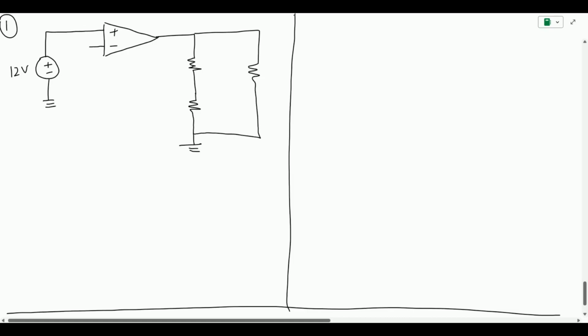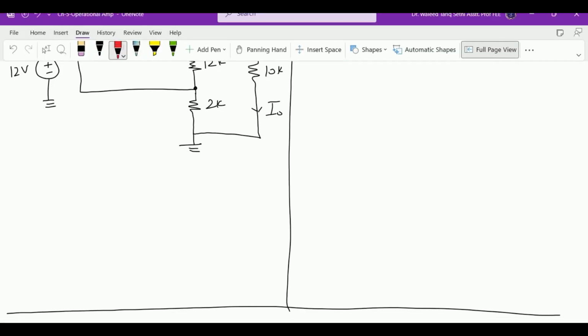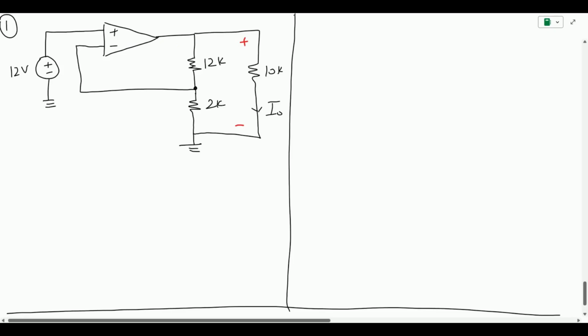The negative supply is connected over here, and this is basically a 12k ohm, this is a 2k ohm, this is a 10k ohm, and this is the unknown I naught that we need to figure out. So we are basically asked to figure out the unknown current I naught. Obviously we need to know what is the voltage drop across the 10k ohm to solve this.